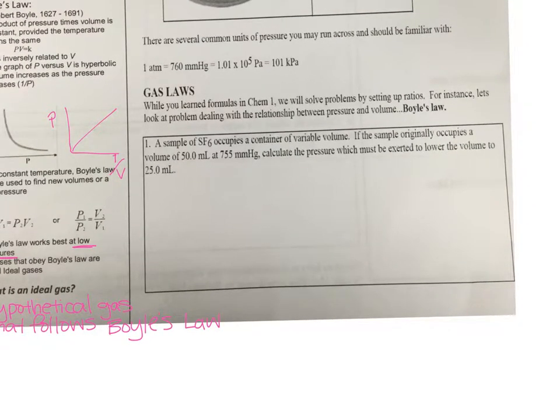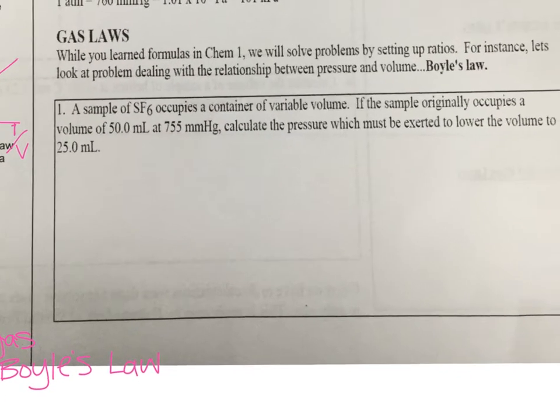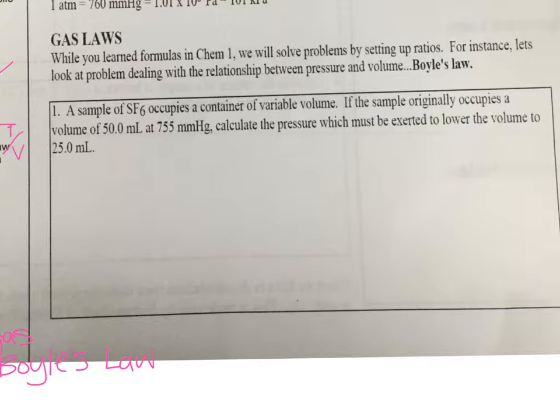All right, so let's look at our first problem. We've got SF6. Who is that? Sulfur hexafluoride. Awesome. It occupies a container of variable volume. What kind of container do you think that might be? Like a balloon. Thank you. If the sample originally occupies a volume of 50 milliliters at 755 millimeters of mercury, calculate the pressure which must be exerted to lower the volume to 25 milliliters.